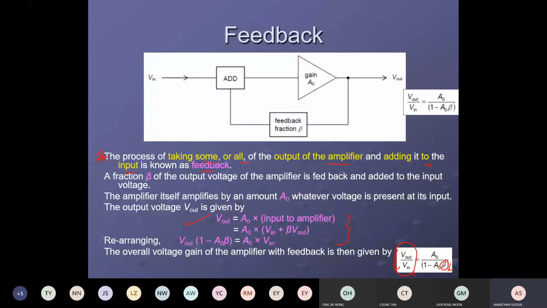Beta is a fraction, and beta is going to reduce the denominator, the 1 minus A naught beta. The denominator is going to be bigger than 1, so the gain decreases. By doing feedback, because beta is a negative input, the denominator gets bigger, more than 1, so the gain drops. So doing feedback, the gain from 10 to the power of 5 won't be 10 to the power of 5 anymore. It will drop to whatever value you desire. You can fix it.